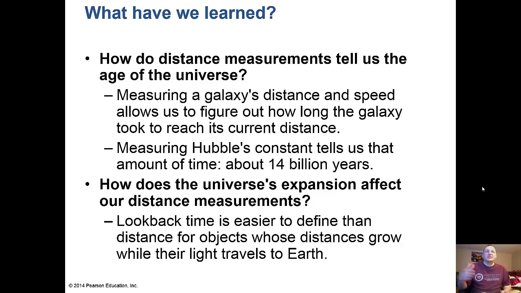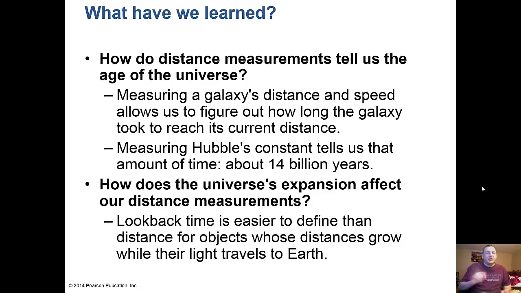So we know that measuring a galaxy's distance and speed allows us to figure out how long the galaxy took to reach its current distance. And measuring Hubble's constant tells us that the amount of time is about 14 billion years. We actually know it to be pretty precisely more than that. It's actually 13.72 billion years old, give or take a few hundred million years.